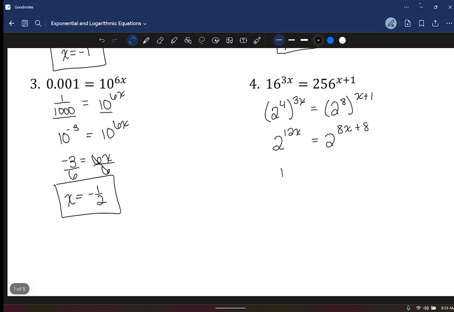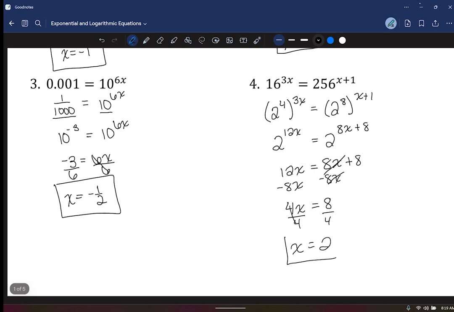Now I set those exponents equal to each other since my bases are the same, and then I just solve. So I'm going to subtract the 8x. That gives me 4x is equal to 8. Divide by 4. So x is equal to 2.